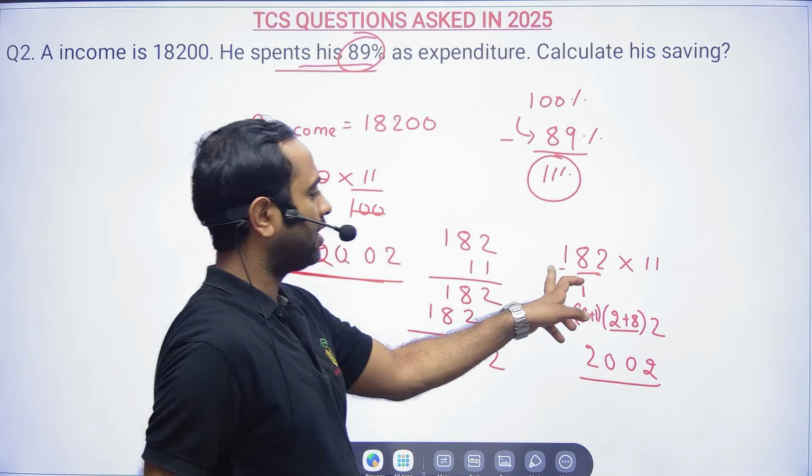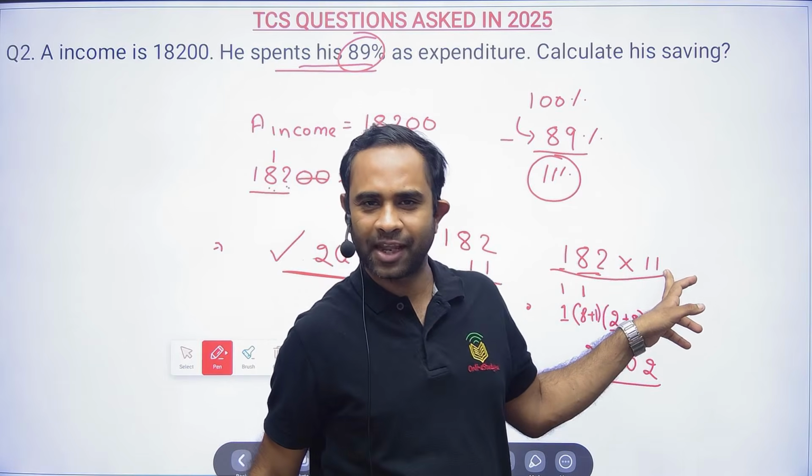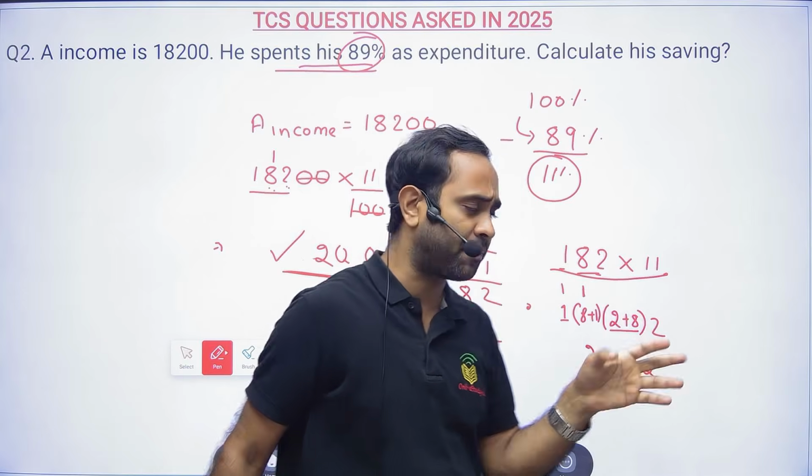Okay, so this is how we will multiply with 11, 3-digit number, 4-digit number, 5-digit number, it does not matter.